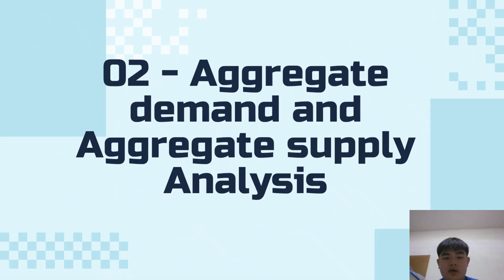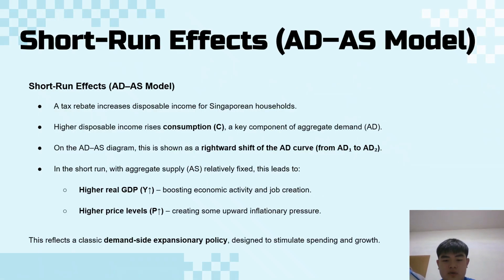Next, we will talk about aggregate demand and aggregate supply analysis. For the short run, a tax rebate increases disposable income for households, boosting consumption and shifting aggregate demand rightwards. This leads to higher real GDP and price level, stimulating economic activity and job creation but creating inflation pressure. DBS benefits from higher demand for credit and investment services.